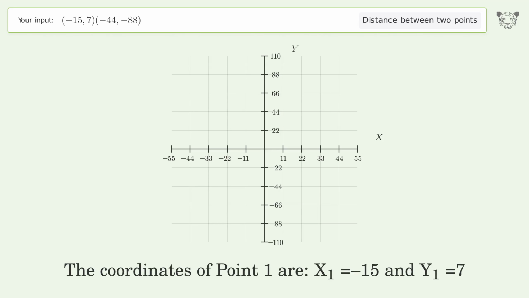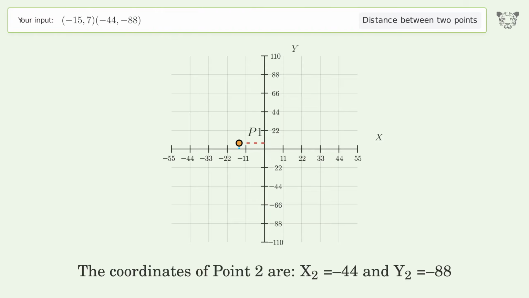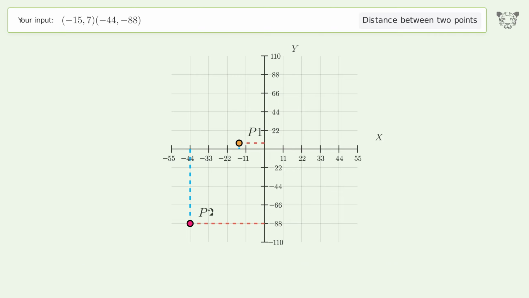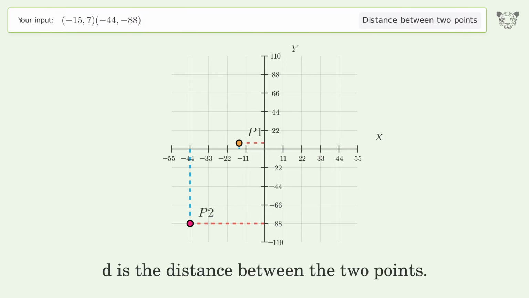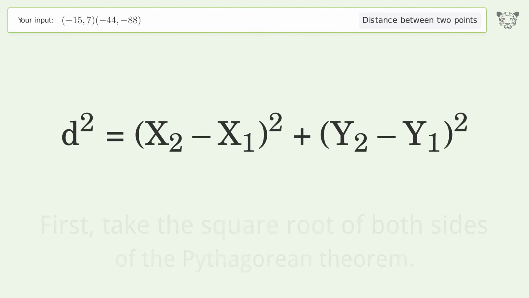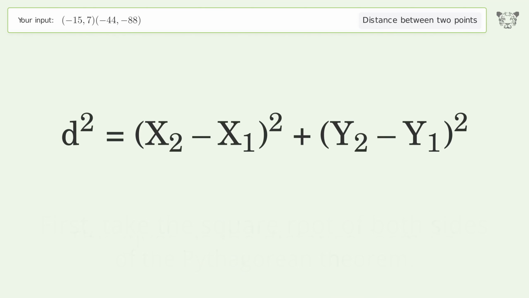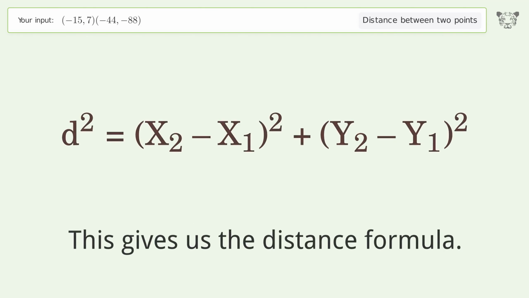The coordinates of point 1 are x1 equals -15 and y1 equals 7. The coordinates of point 2 are x2 equals -44 and y2 equals -88. D is the distance between the 2 points. First, take the square root of both sides of the Pythagorean theorem. This gives us the distance formula.